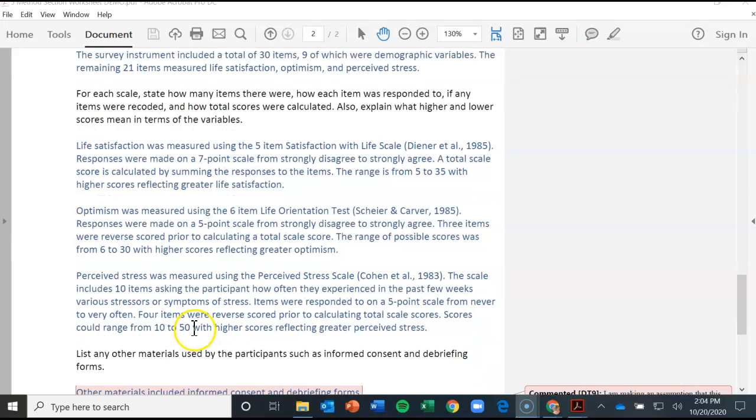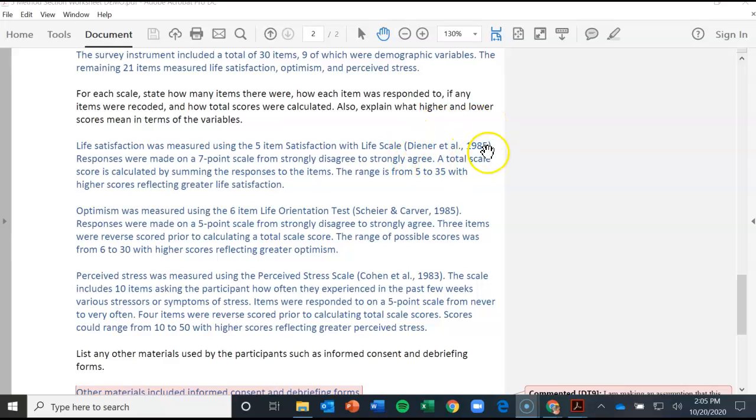Then you need to describe in enough detail that a reader would know what you were doing, such that when they get into the results section, they can make an interpretation. So I start off by saying life satisfaction was measured using a 5-item life satisfaction scale, the Satisfaction with Life Scale, and I give the citation for the researchers who created it.